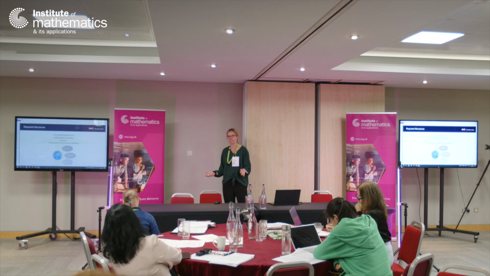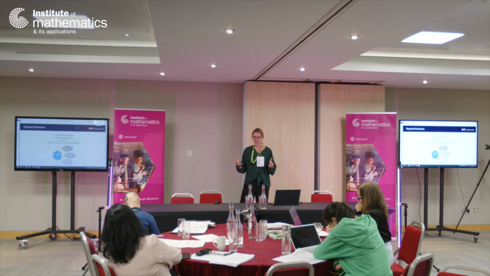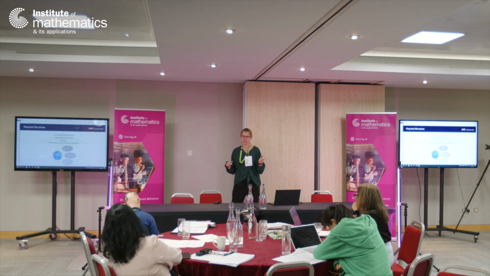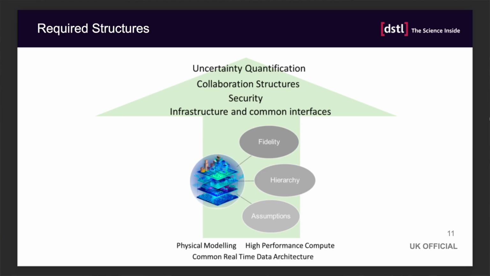Fidelity. What do I mean by fidelity? What do I mean by digital twin? I'm not modelling on an atomic level. I can't model on an atomic level. So any digital twin is an approximation. So what fidelity do I need? And does that matter? Do I need multiple fidelity digital twins? What does that mean? Is there a hierarchy? What about the assumptions that underpin them? So underpinning that, there's the physical model, the high performance compute, the common real-time data architecture that underpins all this and that we have to assure and validate.